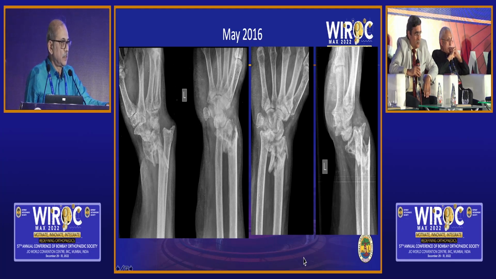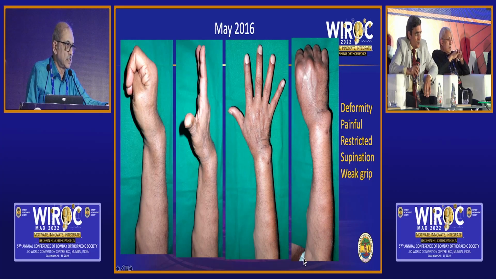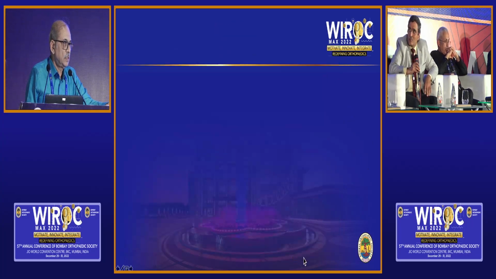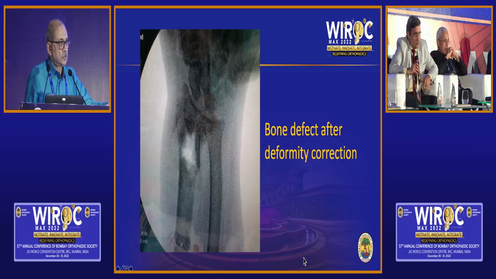With multiple medical problems also, and multiple opinions he had taken, ultimately he decided to get operated with me. So we took him up by the volar approach, and that is the clinical deformity. And so I opened it from the volar side. You can see that the radiocarpal joint looks quite good. We could even get a reduction of the radioulnar joint. There was a huge gap here.